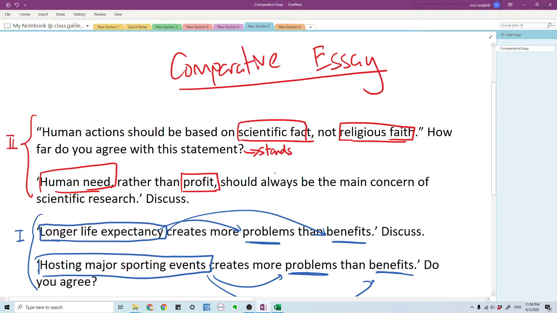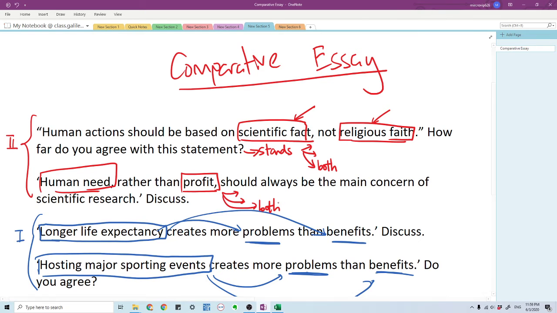If I ask you, do you like apples or oranges? You could tell me, I like apples, or I like oranges. Or there's a third possibility, which is that I like both apples and oranges. You see, human actions could be based on scientific fact, religious faith, or both. So you can take 3 stands and one of them would be both of the components here. If you look at the second question, you will see the same pattern. It can be human need, profit, or both that should be the concerns of scientific research.